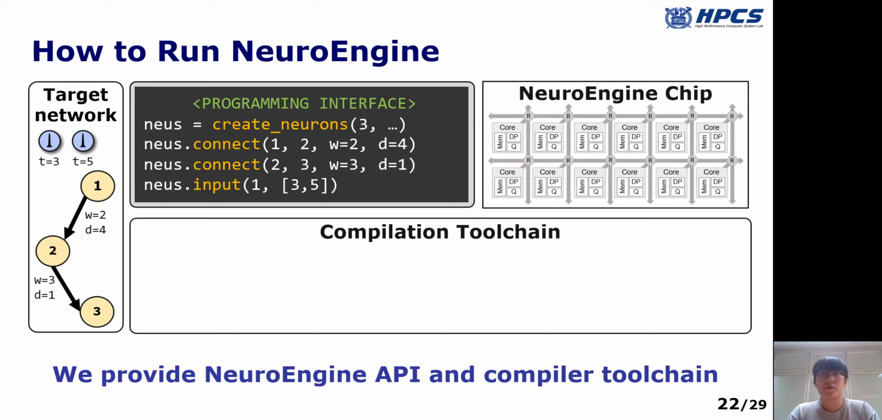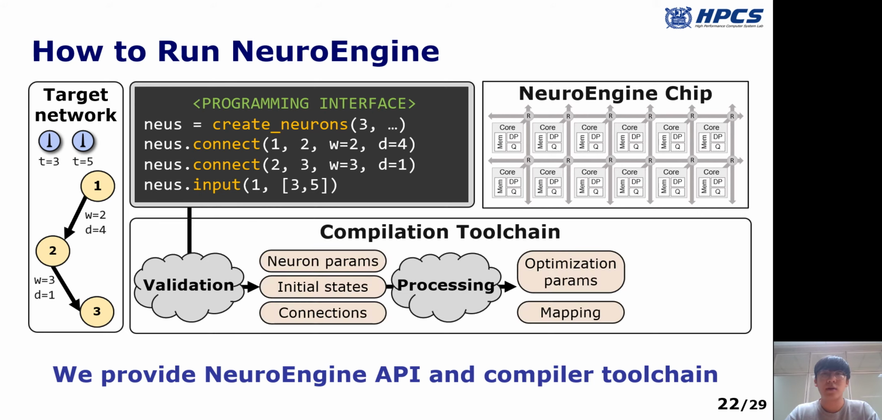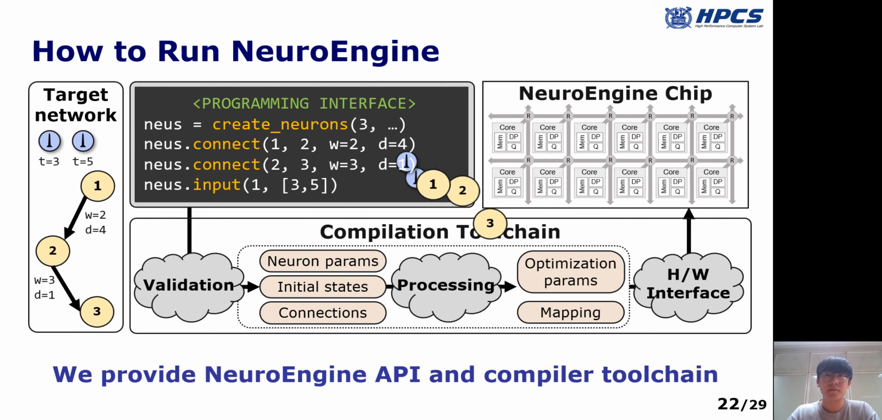To deploy a spiking neural network on the NeuroEngine hardware, we provide a programming interface. We also design a compilation toolchain to first validate if the network does not violate the hardware constraints. Then, it uses the network parameters to calculate the optimization parameters for event-driven computation. It also maps the neurons to each core in a way that minimizes inter-core connections. Lastly, it loads the data to the NeuroEngine via the hardware interface.